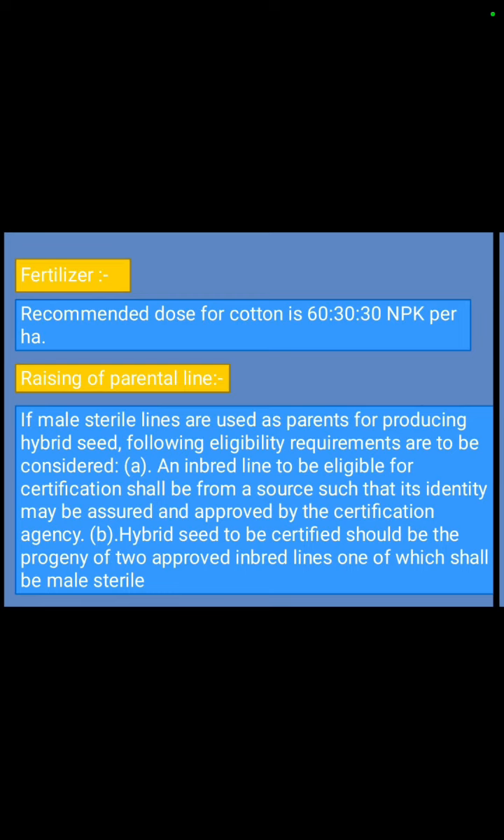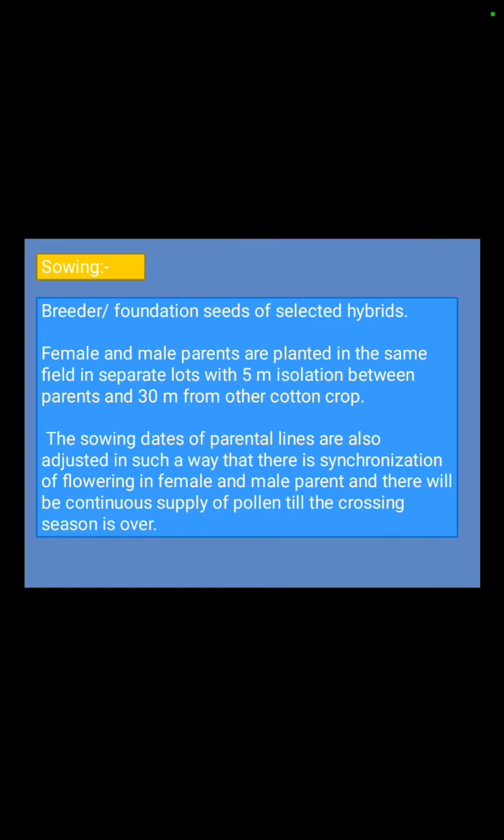Sowing. Breeder or foundation seeds of selected hybrids, female and male parents, are planted in the same field in separate lots with 5-meter isolation distance between parents and 30 meters from other cotton crops. The sowing dates of parental lines are also adjusted in such a way that there is synchronization of flowering in female and male parent, and there will be continuous supply of pollen till the crossing season is over.